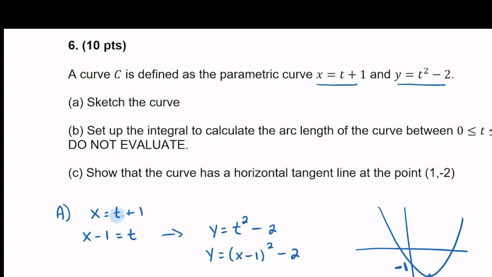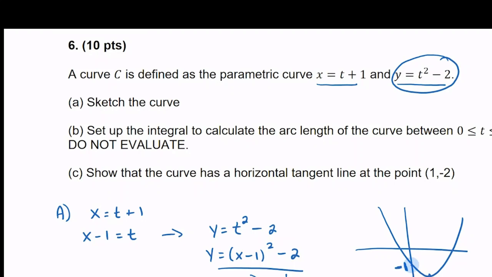Using the x equals t plus 1 equation, if we solve for t, we can see t is equal to x minus 1, which we can then substitute into the second equation. So instead of t squared minus 2, because we know t is equal to x minus 1, we get x minus 1 squared minus 2. We should recognize this is a quadratic equation that has been shifted to the right by 1 and down by 2, and it opens upwards because it's a positive x squared. So it's a quadratic equation. 1, negative 2 is where the bottom lies.